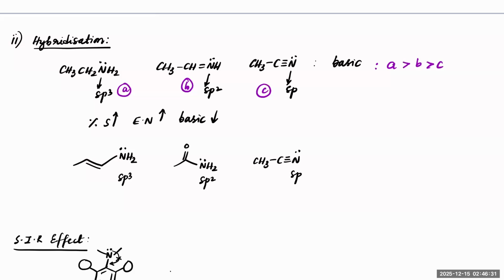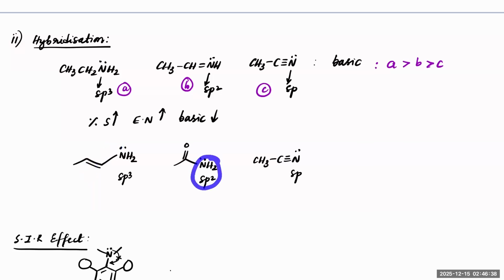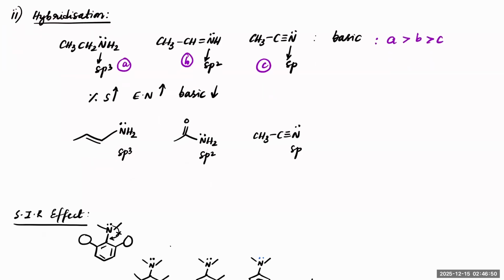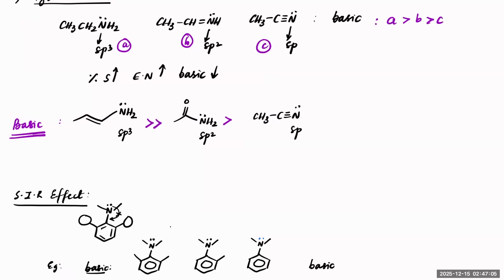Notice the next one. What if I compare an sp3 which has some resonance on it, and then there is sp2 which also has resonance with C double bond O, and then there is no resonance but it is sp hybridized. In such case, what you will notice is the sp3 here is far more basic than amide, and amides are still more basic than nitriles. So this is the basic strength. Okay, so keep that in mind.